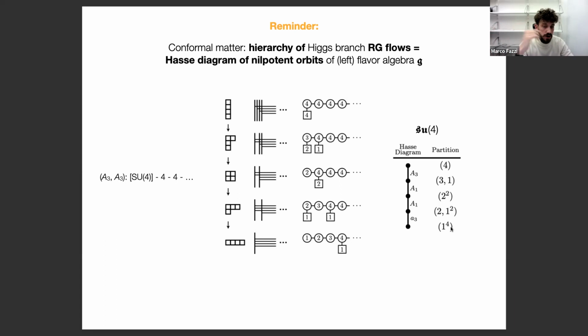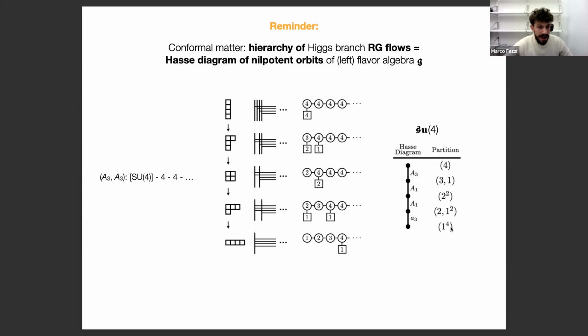You can associate that very easily with the integer partitions of 4, because you take the differences between the ranks of the gauge groups. For example, 4 minus 0 is 4, 4 minus 4 is 0, so the first quiver is associated to partition 4. Then 3 minus 0 is 3, 4 minus 3 is 1, and the second quiver from the top is associated to partition 3,1, and so on and so forth.